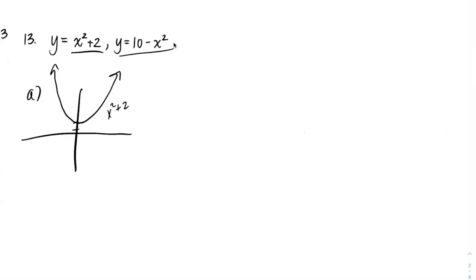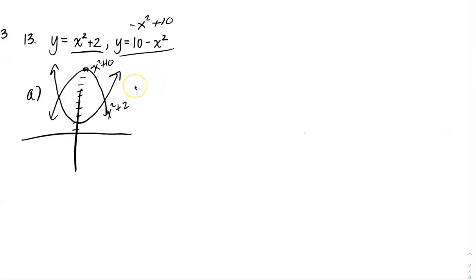Looks kind of like this. Then we have 10 minus x squared. So it's like the last one, like negative x squared plus 10. So 3, 4, 5, 6, 7, 8, 9, 10. Then we're going to go up and down. It's like that. It'll be negative x squared plus 10.